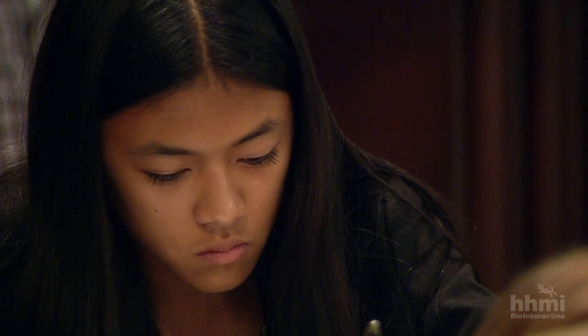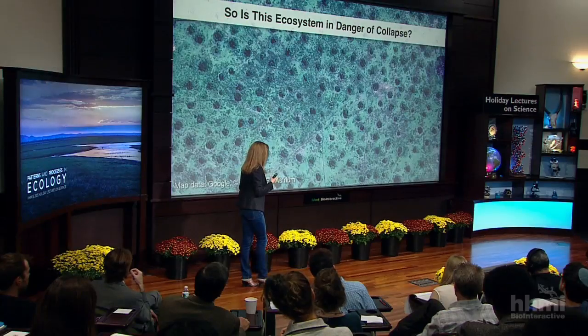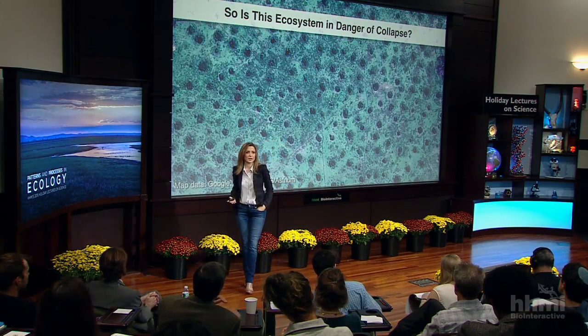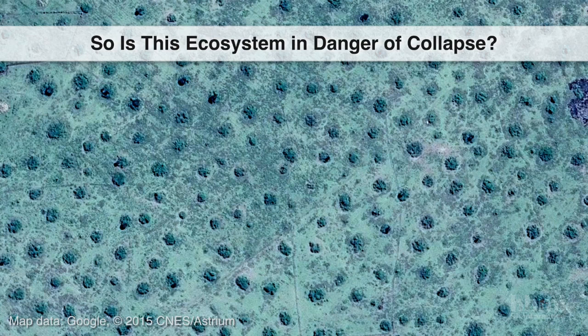Okay, so now that I explained this, let's take a look at this picture, which you will see over and over. This looks like clumps of vegetation. Again, it's taken from Google Earth imagery. And so the question is, is this ecosystem in danger of collapse? We learned that clumps may be an important indicator for collapse, so is this what's happening here?